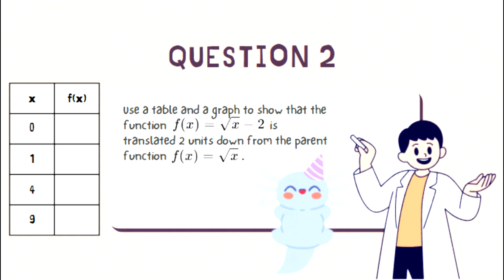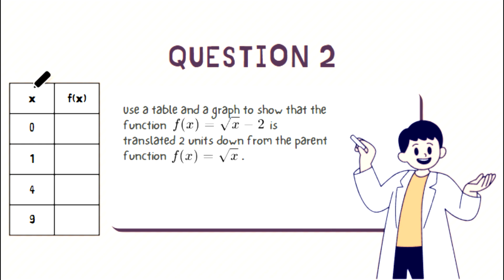Okay. Here's question number 2. That's all you. Use a table and a graph to show that the function f of x equals the square root of x minus 2 is translated 2 units down from the parent function f of x is equal to the square root of x. Go ahead and pause the video and do it.